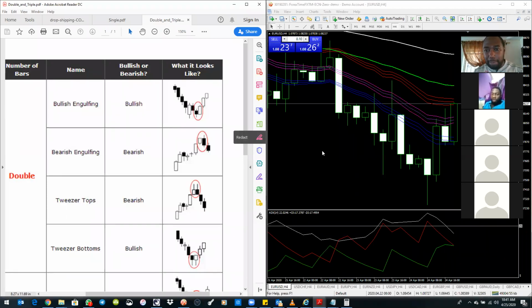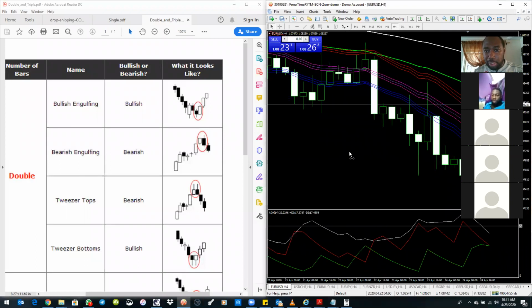Let me show you an example here on the screen. If you look at the screen here, you can see from here, 1, 2, 3, 4, 5, 6, 7, 8. The last 8 candles were pretty much going in a bullish direction. Although there were some bearish candles there, like I said, the market doesn't go in a straight line. But you can agree with me that from this point to this point, the market was generally bullish.